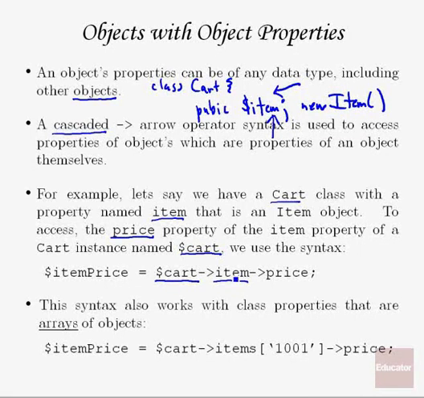And then, now that this is an object, we can again call the arrow operator on it to say, now I want the price property of this object. In this case, this is an item object that was taken from the cart object, and so this is saying how to get the price from it. And you can sort of do this indefinitely. You can have objects within objects within objects.